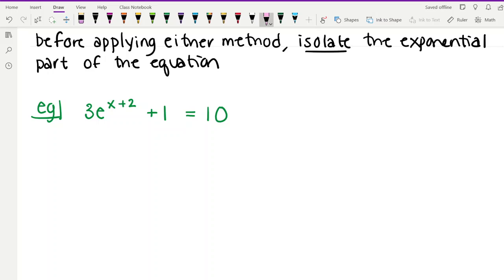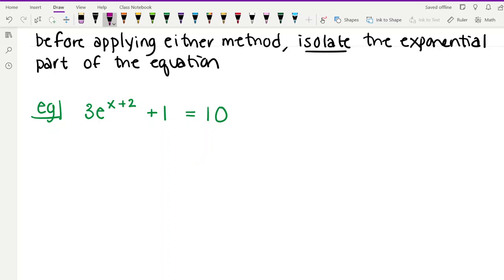Well, this equation here, notice that it has some extra stuff going on, right? It has this plus 1, it has this multiplication by 3. We want to get this equation to look like e to the x plus 2 is equal to something. And then we can proceed with the method that we just learned. So how can we do that?